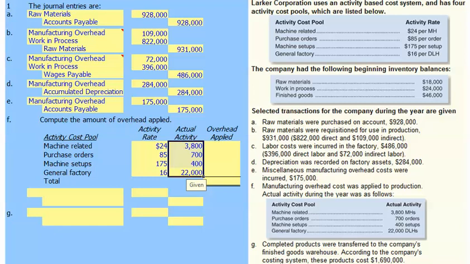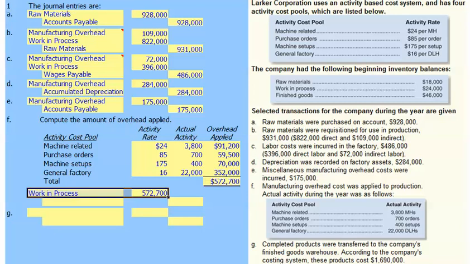So we'll calculate our applied overhead by taking our activity rate and multiplying it by our activity level. So machine-related overhead is $91,200. Our purchase order-related overhead is $59,500. Our machine setup-related overhead that we're going to assign to work in process is $70,000. And finally, our general factory overhead assigned to work in process is $352,000. So our total applied manufacturing overhead is $572,700. When we apply manufacturing overhead, we debit work in process and we credit our manufacturing overhead account.